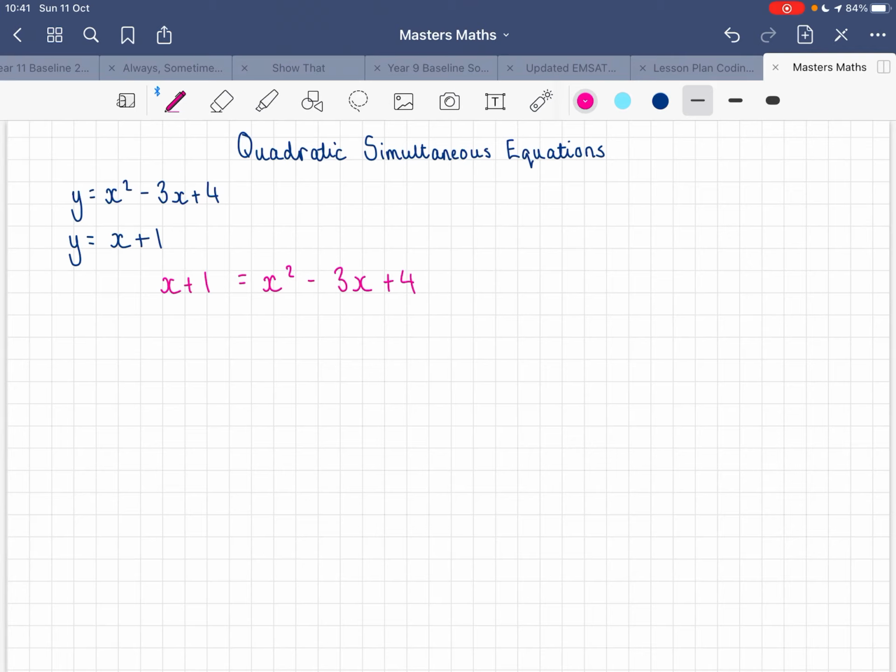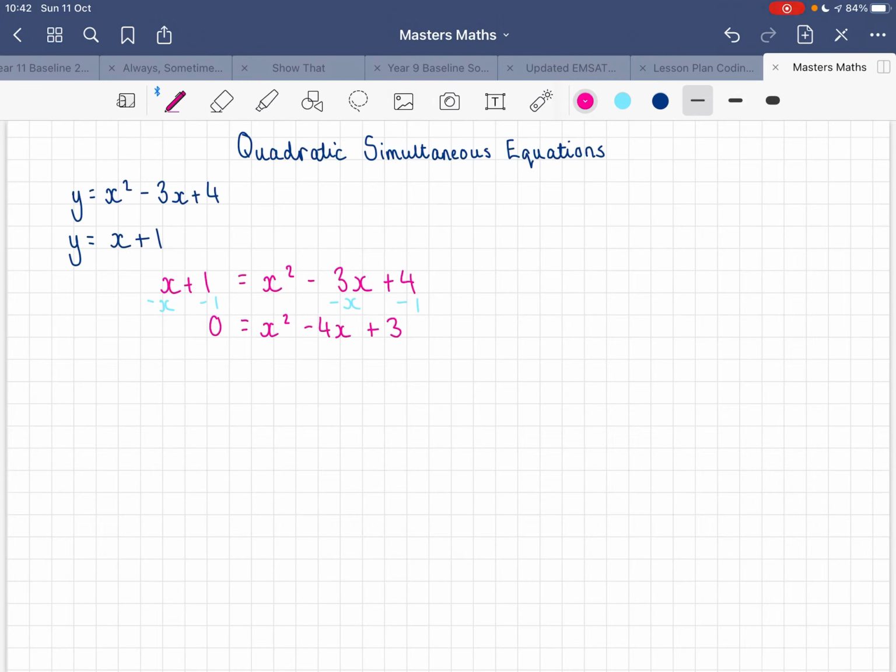Okay? Then we rearrange it to make it equal to 0. It's a quadratic because we have a squared in it, so it has to be equal to 0 for us to be able to solve it. So I'm going to subtract, I use a different colour to show what I'm doing. Subtract the x and subtract the 1 from both sides. Okay, so we get x squared minus 3x minus 1x is minus 4x. And then 4 minus 1 is positive 3, so plus 3.